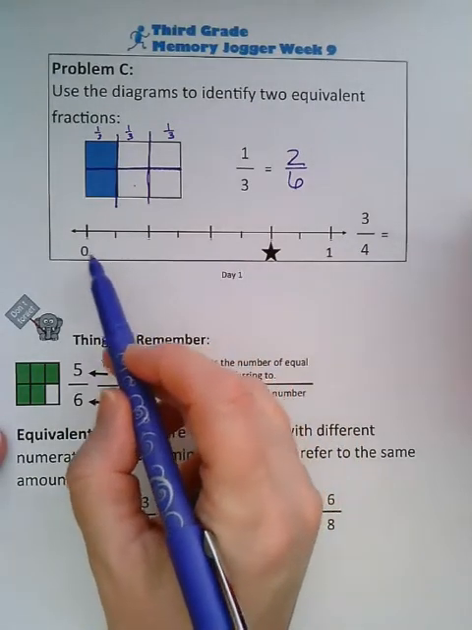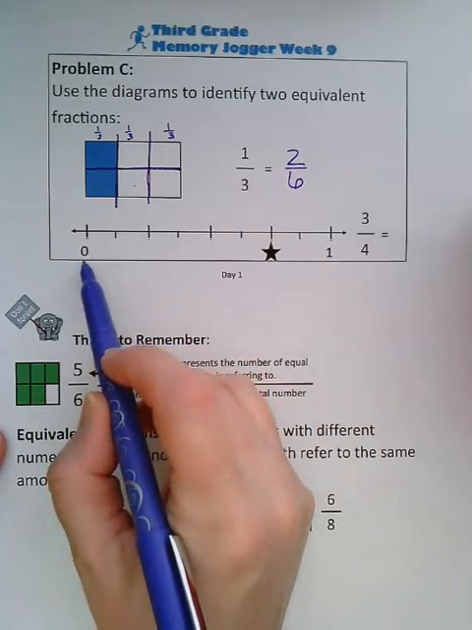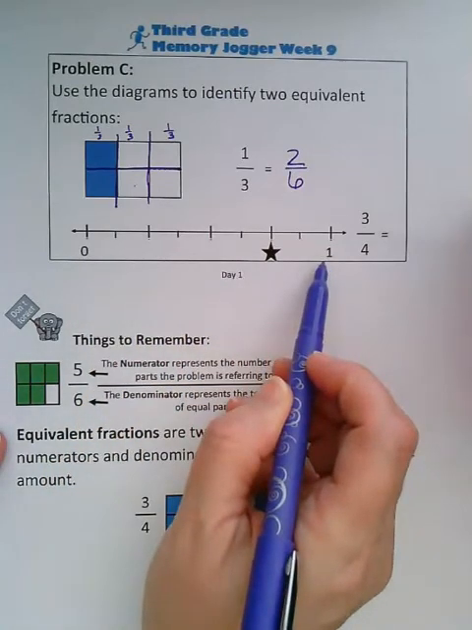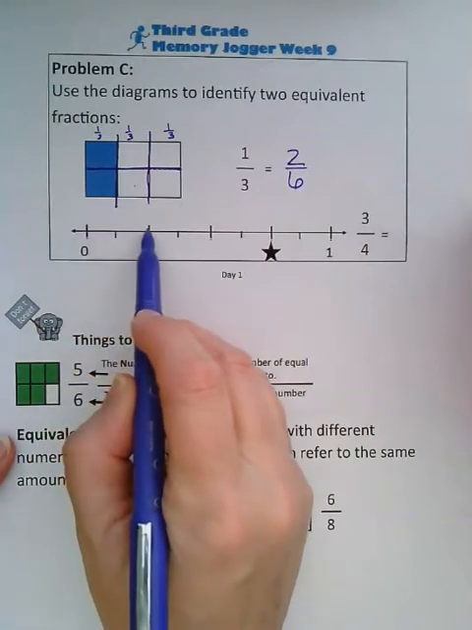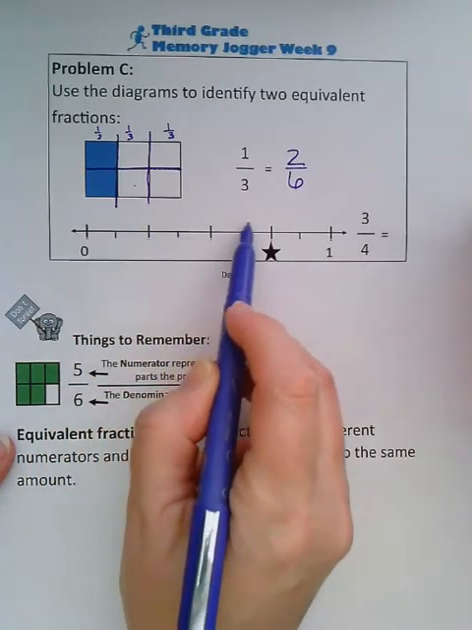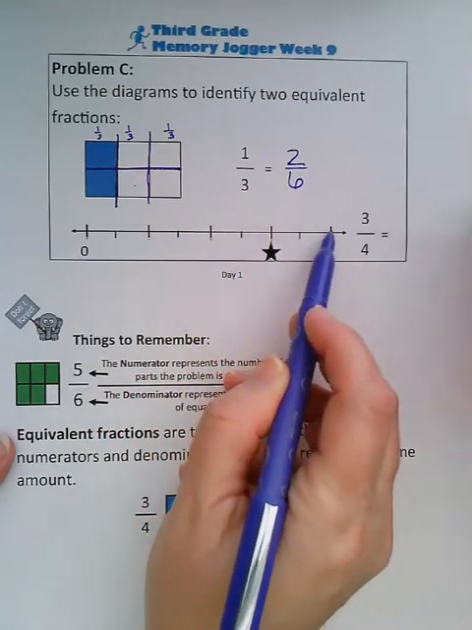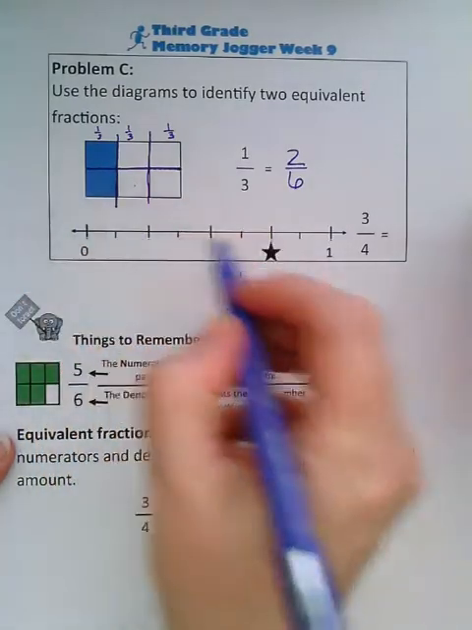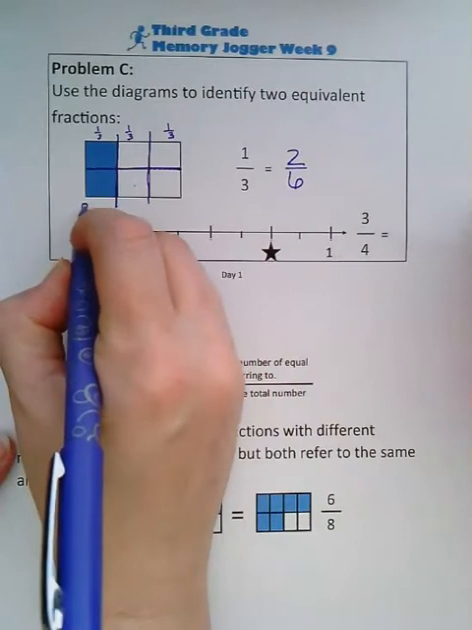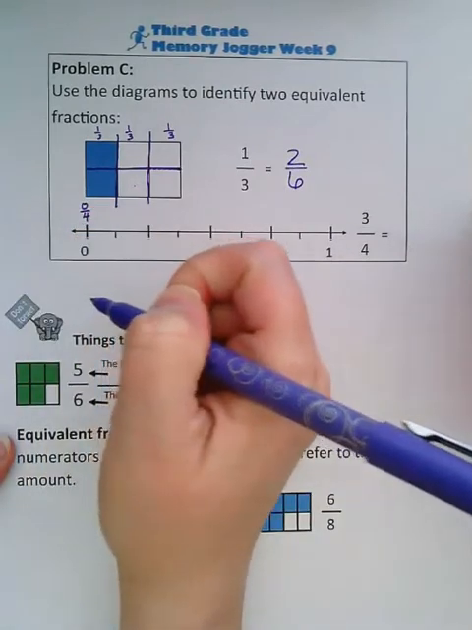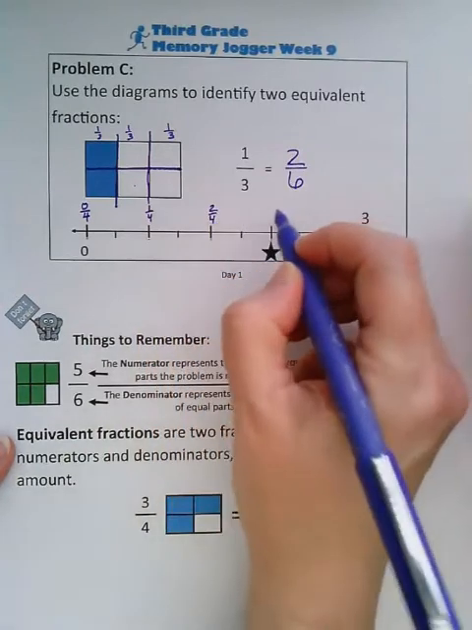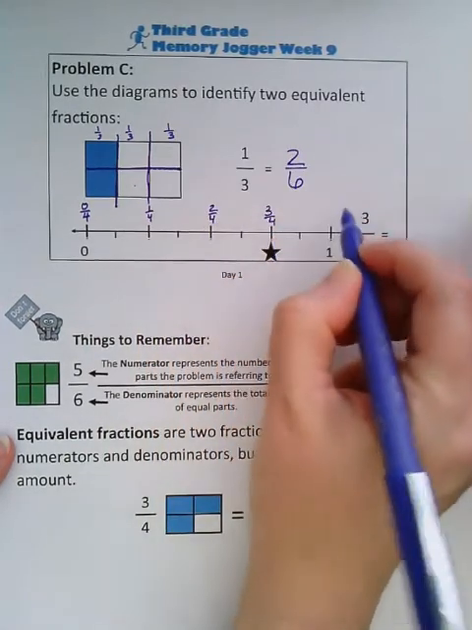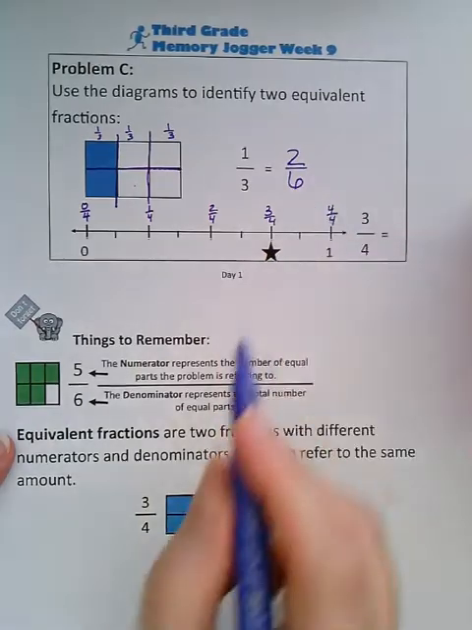Our second diagram shows a number line. Here's 0, here's 1. If we look at the top of the number line, we can see it's partitioned into 1, 2, 3, 4 equal parts. So we can label these with fourths. I always start with 0/4 or 0, 1/4, 2/4, 3/4, 4/4 at 1.